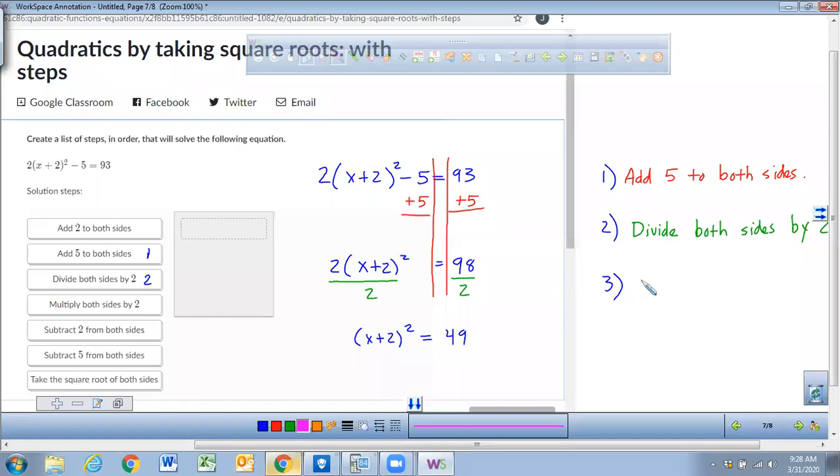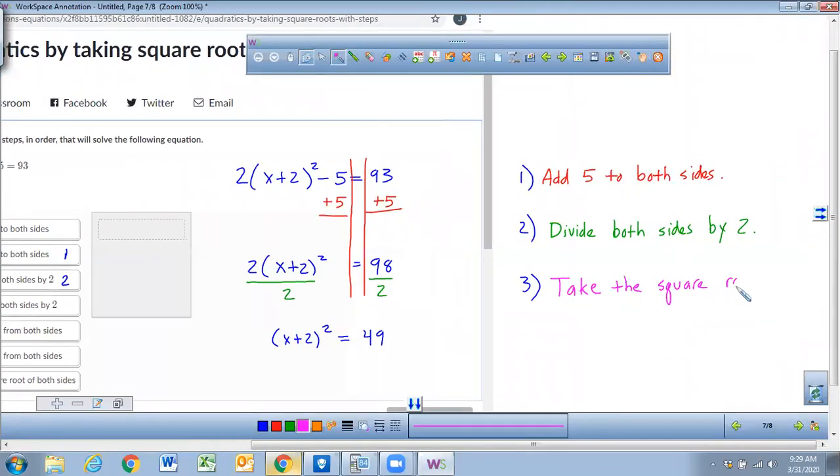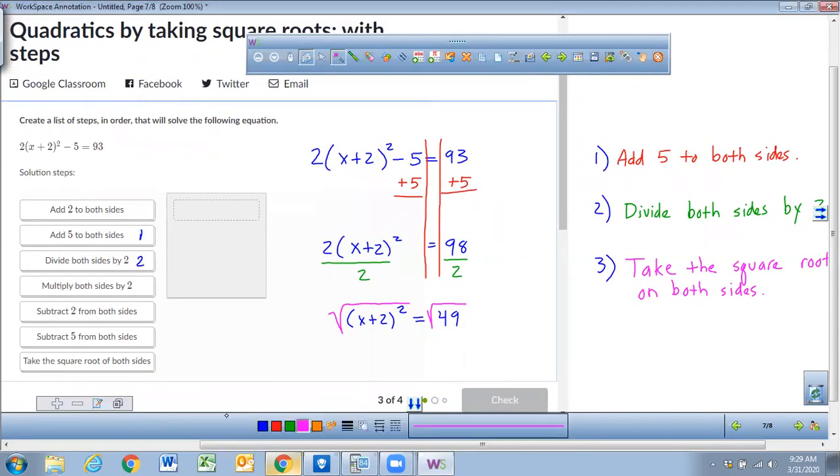So we're going to write take the square root on both sides. I'm going to take the square root on this side. I'm going to take the square root on this side. So right here, I'm going to go over here and take a look at my steps. That's step number 3. Take the square root of both sides. There we go. Step number 3.